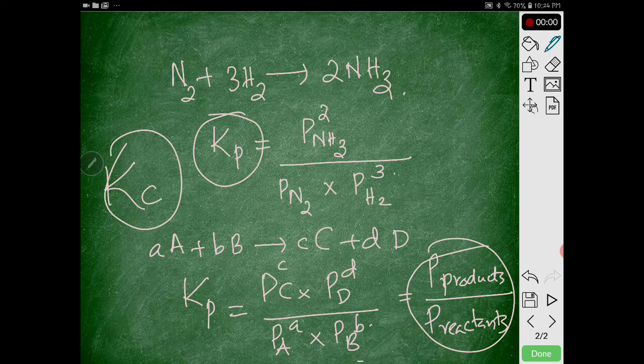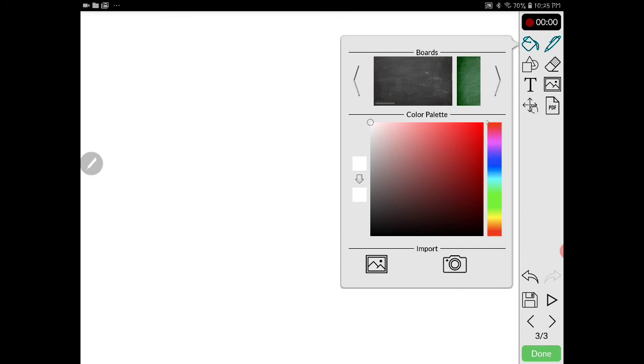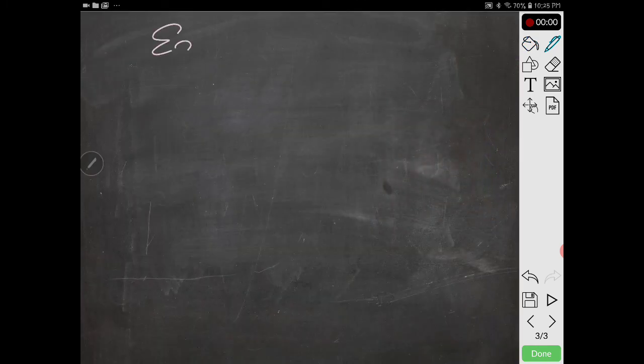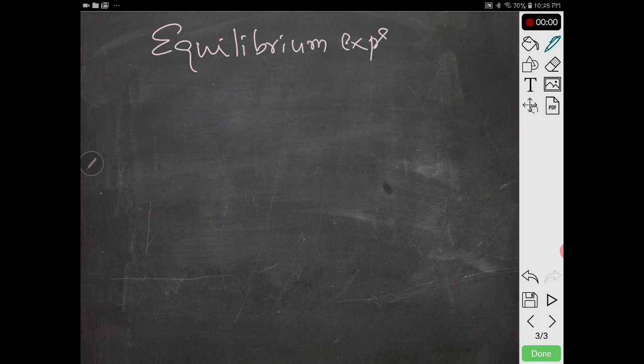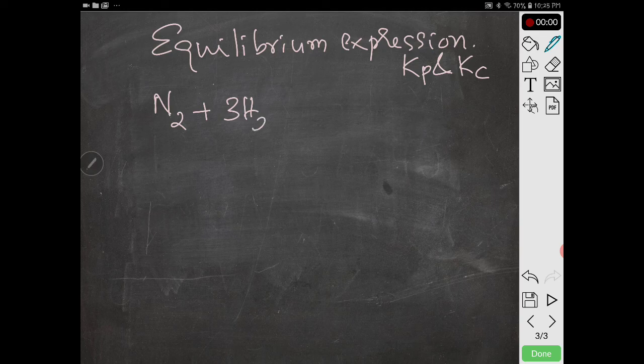What is that, if you ask? You need to write down the equilibrium expression for the following reactions. These are the reactions. The equilibrium expression should be in terms of Kp as well as Kc. N2 plus 3H2 gives 2NH3.